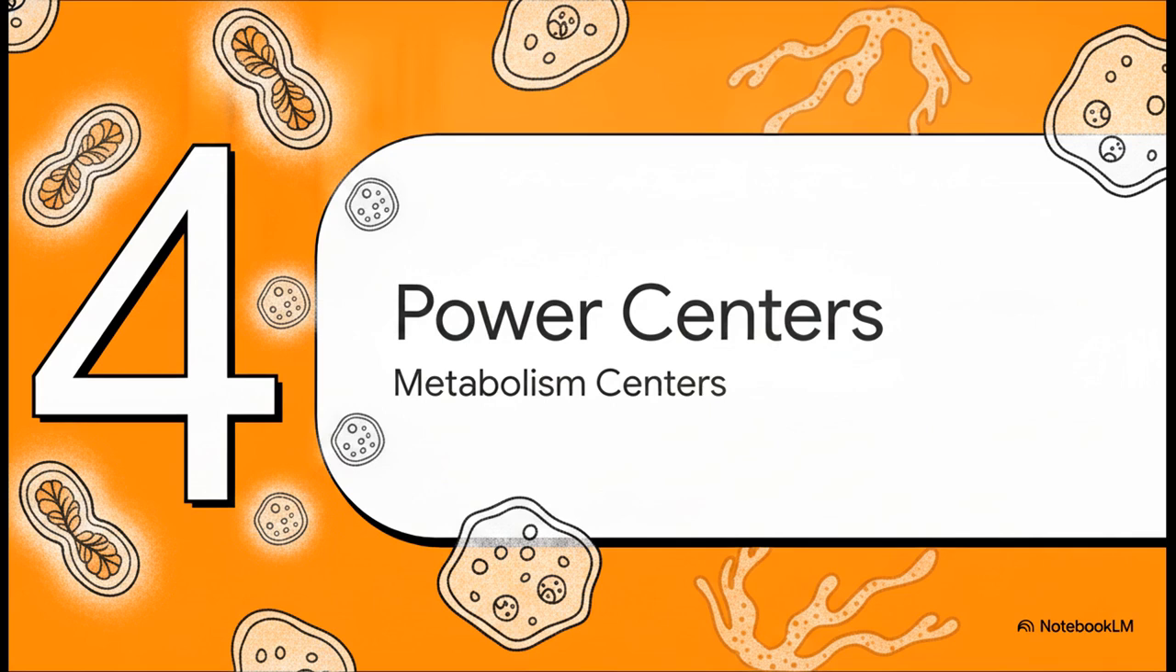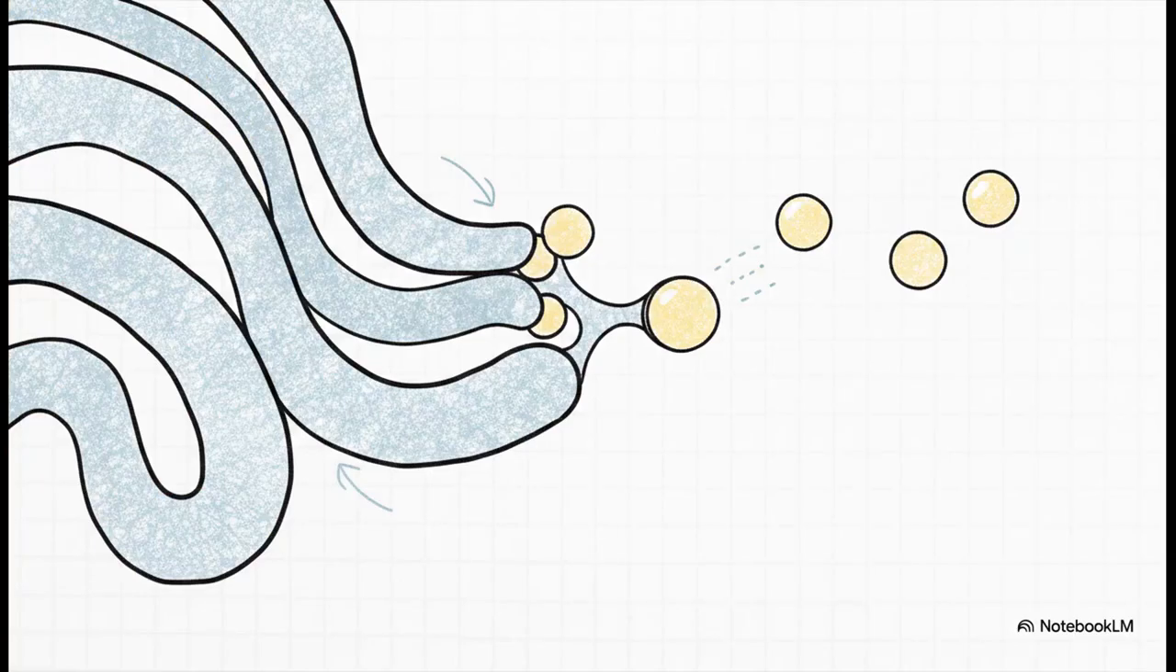Which brings us to part 4, power and metabolism centers. Navigating deeper through the cytoplasm, we run into these specialized metabolic centers that keep our city running smoothly without getting buried in waste. Now, everyone knows about mitochondria, the powerhouse, right? But let's focus on peroxisomes for a second.